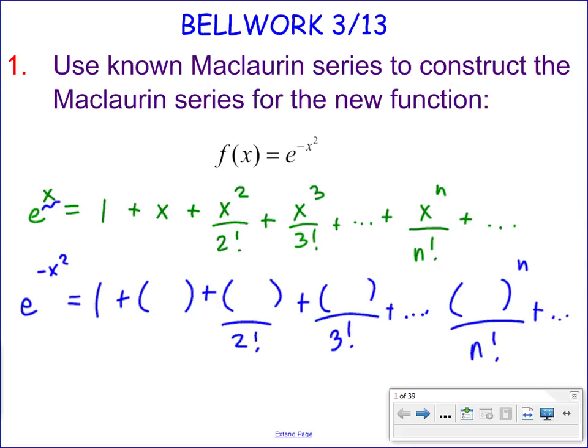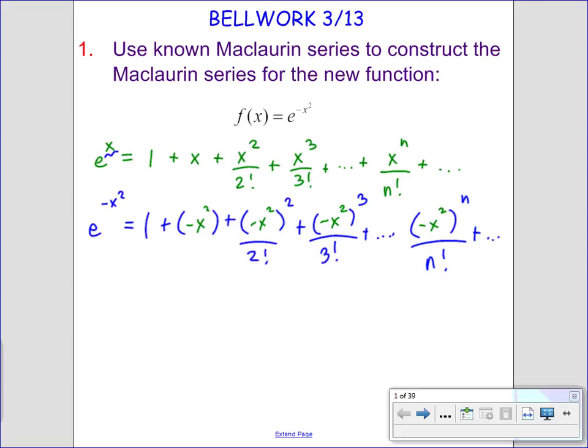And what do I need? I still need a squared over the 2 factorial and a cube. What are we substituting in? The opposite of x squared. So this becomes negative x squared, negative x squared, negative x squared. It's that easy. And let's see what that does for us.